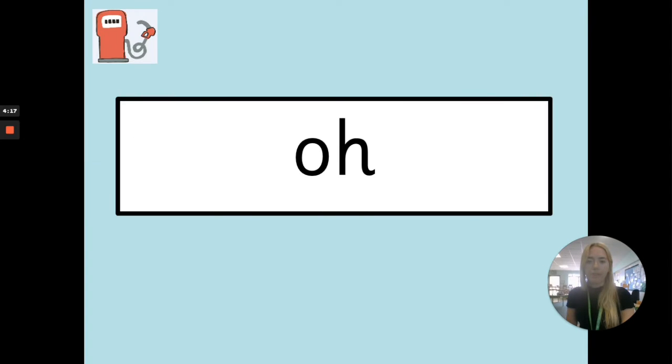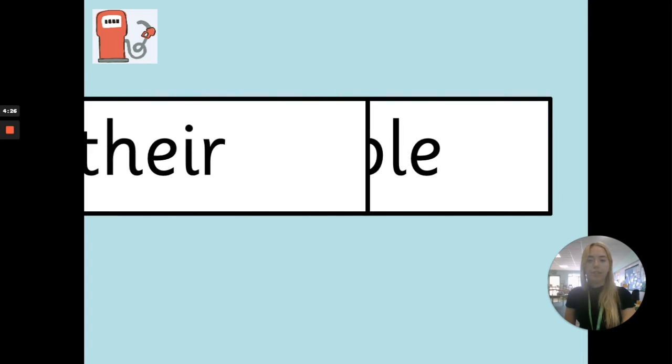So you go through the tricky words, give the children a few seconds to say these words, and correct them if they don't pronounce or say it correctly. So there we go.